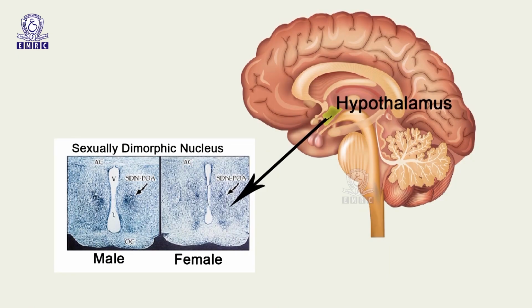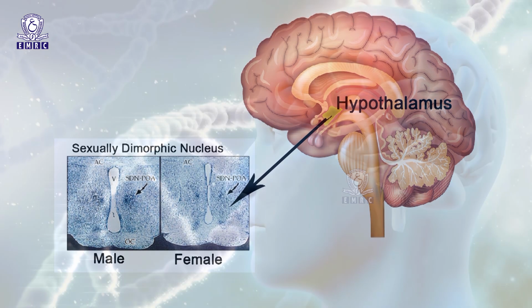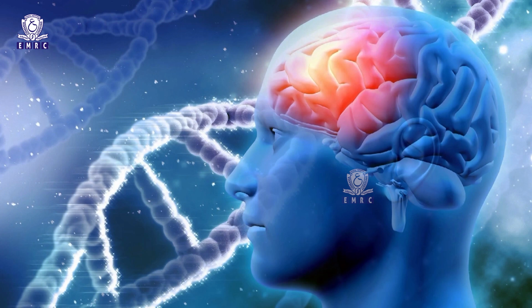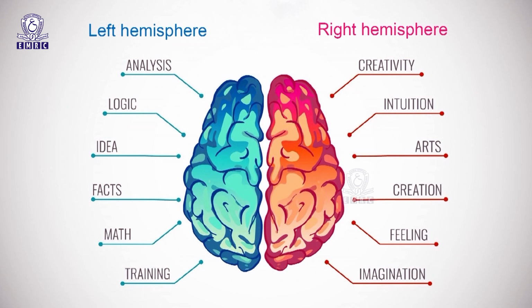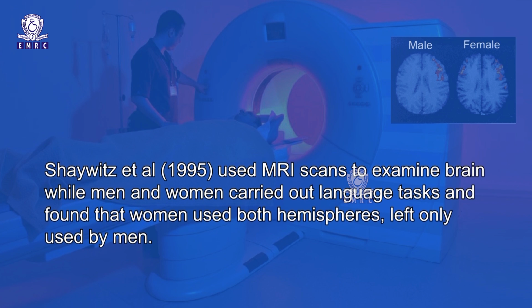An area of the hypothalamus at the base of the brain called the sexually dimorphic nucleus is much larger in males than in females. At the same time, testosterone acts on the developing brain. The brain is divided into two hemispheres, left and right. In all humans, the left side of the brain is more specialized for language skills and the right for non-verbal and spatial skills. Shaywitz and others used MRI scans to examine the brain while men and women carried out language tasks and found that women used both hemispheres, while only the left was used by men.